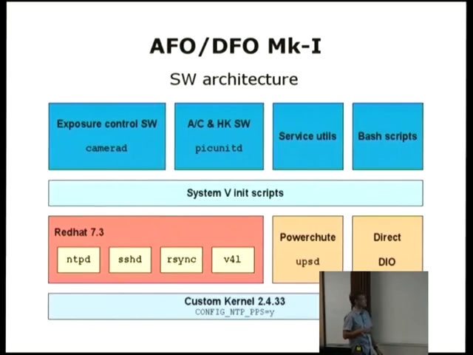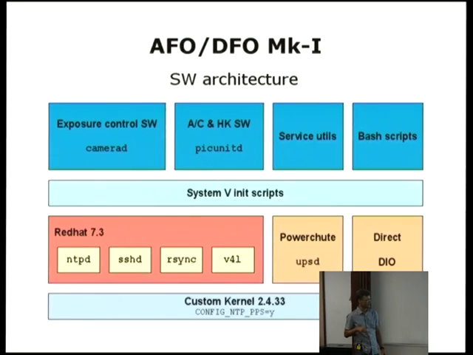This slide shows the software architecture. I'm here at a Linux conference, so here is a little bit of the Linux software and technologies used. It's a pretty old thing. The Mark I cameras are based on the Red Hat 7.3 distribution. That was quite a popular one. The early development was even on kernel 2.2.